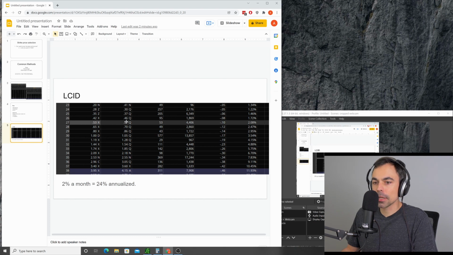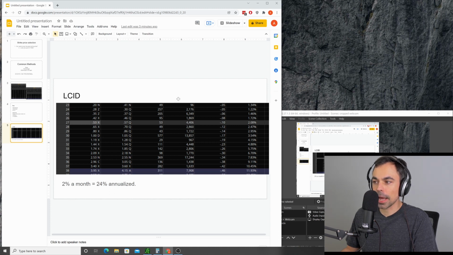Now, that doesn't sound like a lot of money, but if you think about it, 2% a month is 24% annualized. And it's not like you would sell this every single month on Lucid, but if you were to only open up positions with a 2% return on your risk, you would have increased your account size by 24%. So if you had a 100K account, you'd have realized $24,000. So that's a really good return.